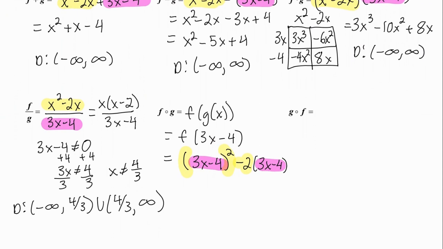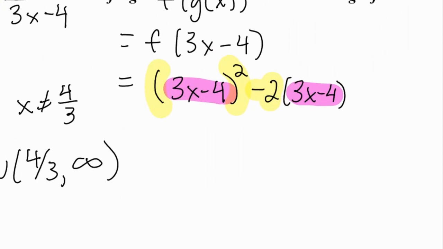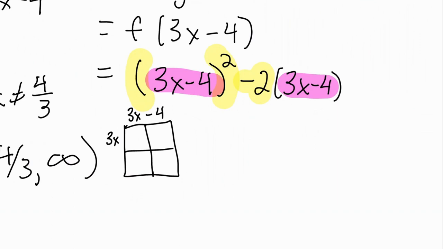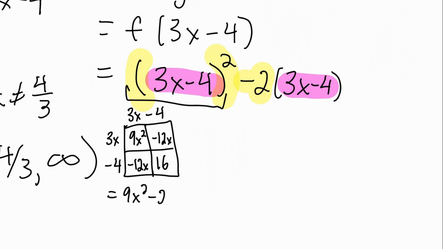Okay, so now we may look at this and say, okay, we're doing 3x minus 4 squared. We are going to have to do the box for that one. So we're doing 3x minus 4 times 3x minus 4. So 3x times 3x is 9x squared. 3x times negative 4 is negative 12x. We'll get another negative 12x. And negative 4 times negative 4 is 16. So that means this first piece is going to become 9x squared minus 24x plus 16.